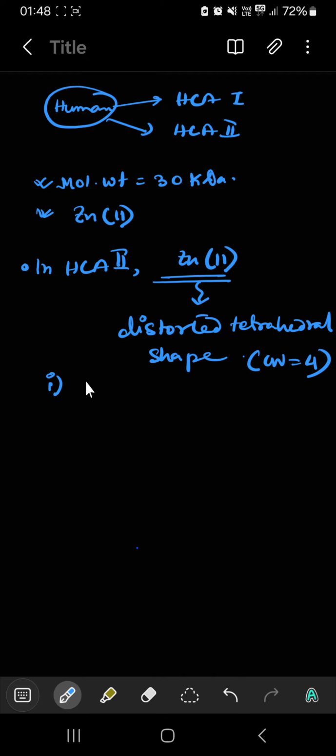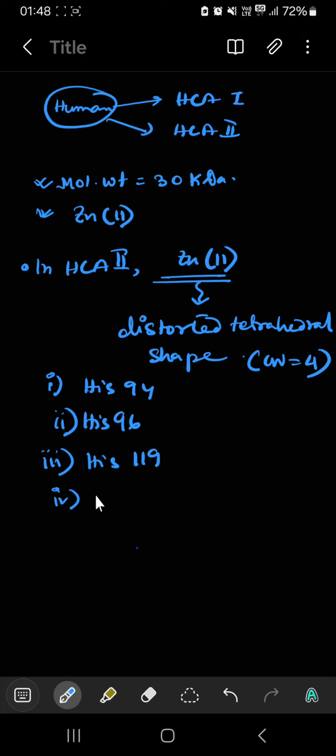The first coordination is histidine 94, the second is histidine 96, the third is histidine 119, and the fourth one is either a water molecule or OH. This is the fourth coordination site, and it is the most important site. We will talk about the importance of H2O and OH, which acts as the nucleophile, when we study the catalytic cycle.